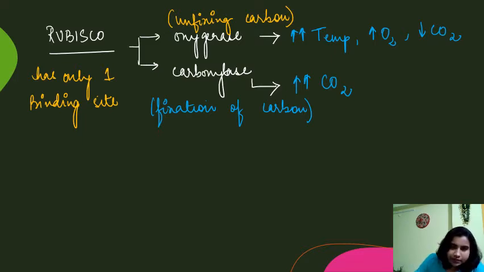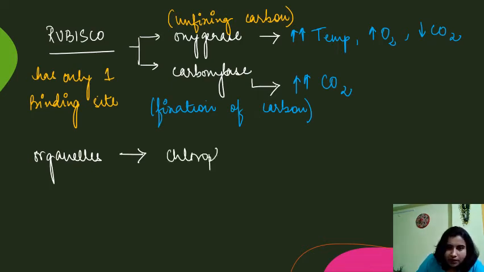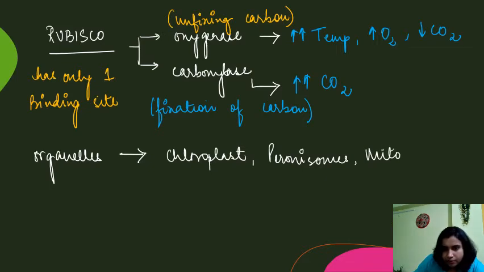So next, organelles involved. Organelles involved in photorespiration are chloroplast, peroxisomes and mitochondria, right? So these are the organelles basically involved in the photorespiration process, right? So now we'll see the photorespiration process. Now we will see the mechanism, right?